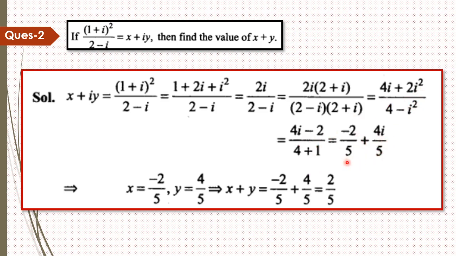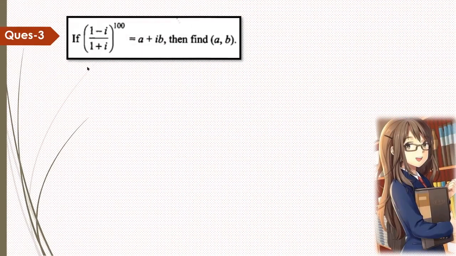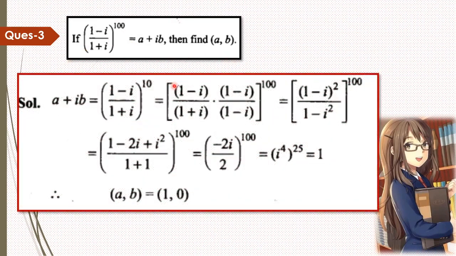So what is x here? Minus 2 by 5, and what is y? 4 by 5. But what we have to find? x plus y. So it's very simple. If this thing is equal to a plus iota b, we have to find ab in the form of ordered pair. So what can we do? First of all, students, we can rationalize inside the bracket first of all and then solve it. 1 minus iota square. What is the value of iota square? Minus 1. So we will get, and here also 1 plus iota square will be cancelled, and minus 2 iota upon 2 whole raised to the power 100 everywhere.